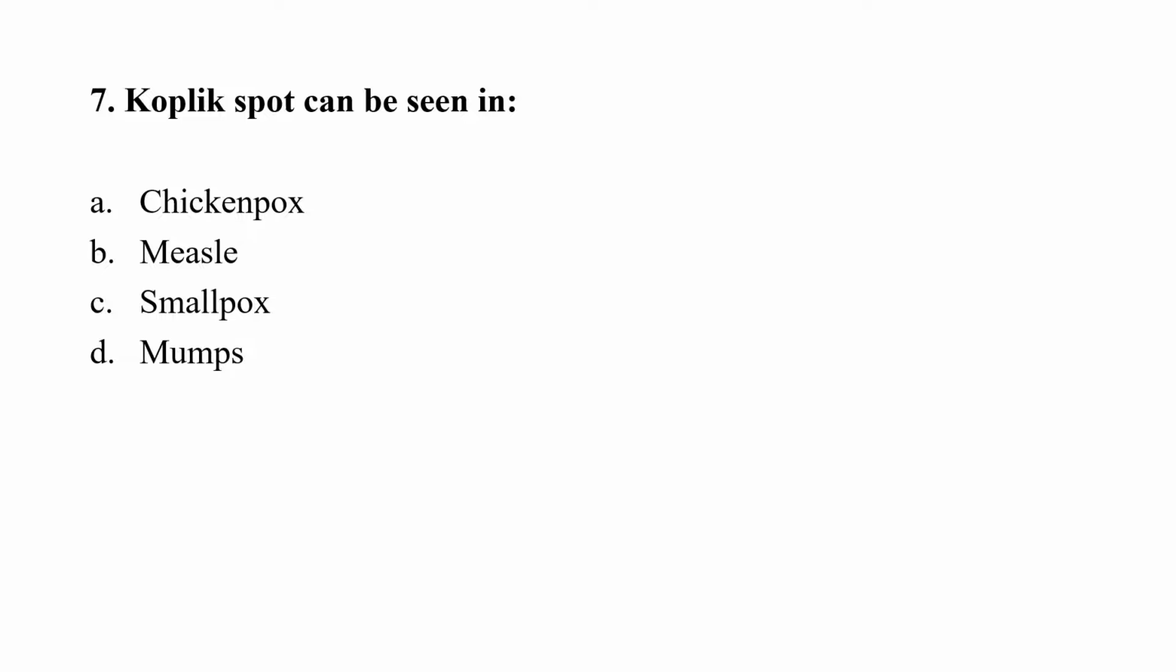Question number 7. Koplik spot can be seen in option A chickenpox, option B measles, option C smallpox, option D mumps. The correct option here is option B, that is measles. Koplik spot is considered to be pathognomonic of measles.